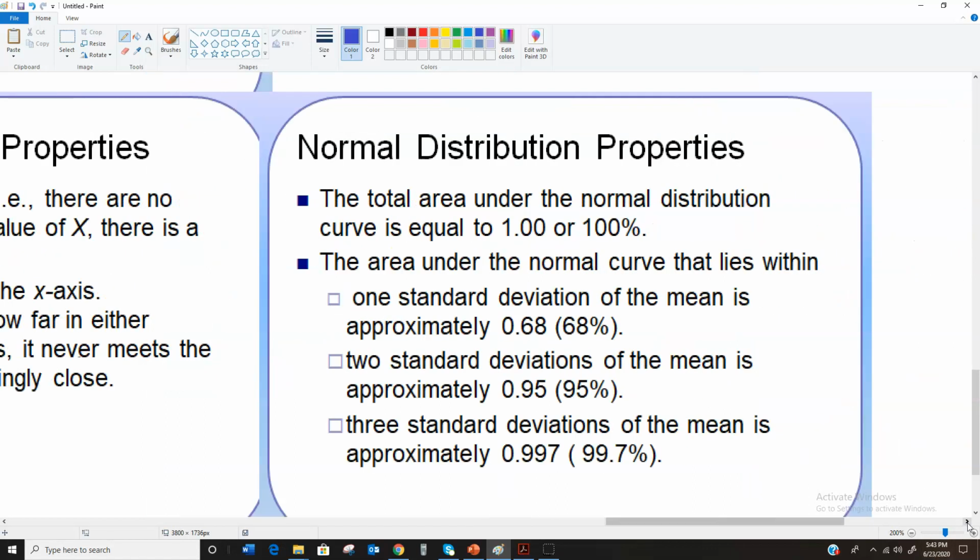And then the last slide on this is the normal distribution properties for a normal distribution curve. We talked about this back in, I think it was chapter 3. This was called the empirical rule. We talked about it very briefly, and then we didn't really talk about it much after that. But now we're definitely going to be back to it and talk about it a lot. So the total area under the curve is 100%. Within one standard deviation, you have 68% of the data. Within 2, you have 95. And within 3, you have 99.7.